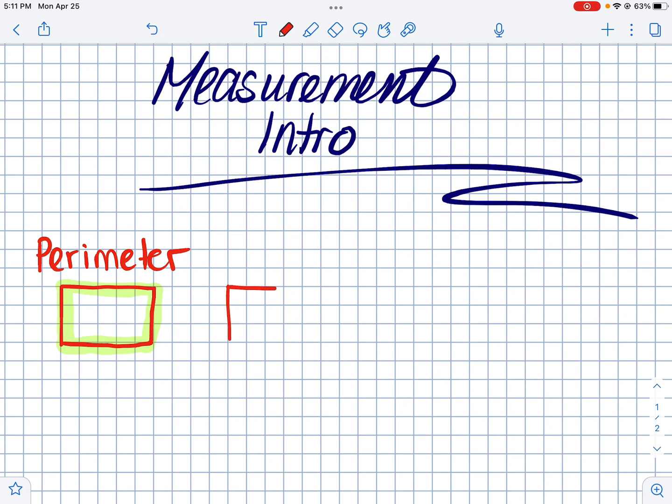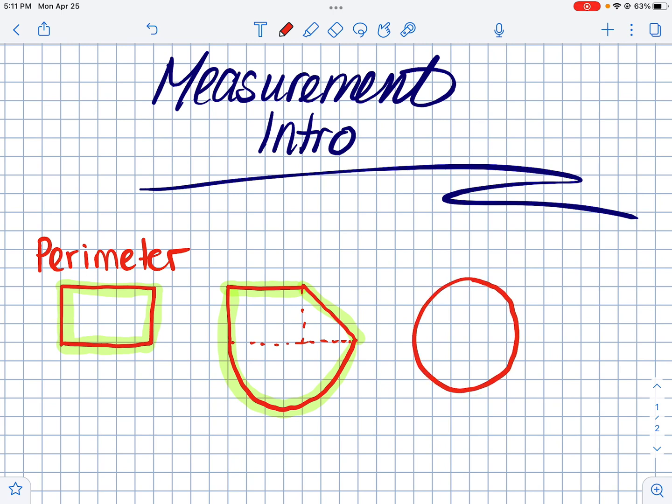So even if we had like part rectangle and a little bit of a triangle there, like a bit of a semicircle, we got a whole bunch of different shapes in here. Or maybe that's just a trapezoid. We still calculate perimeter in the same way. So the perimeter of this object would just be the length of each side added together, and that would give us the perimeter.